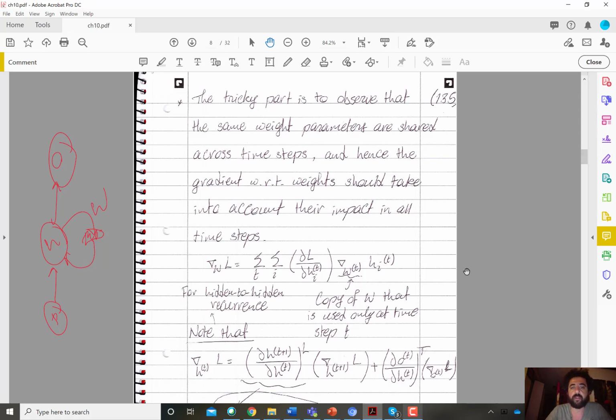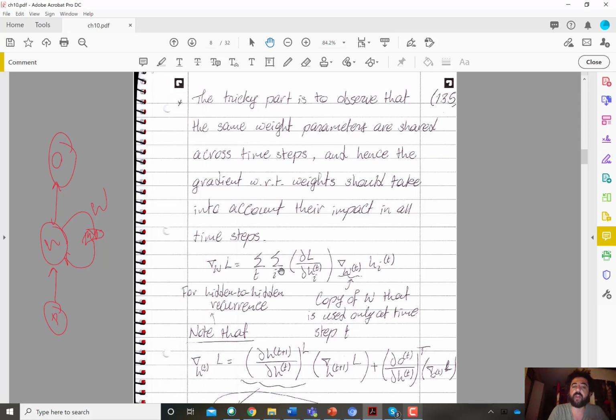So to get a more precise feeling of that phenomenon, let's consider computing the gradient of the loss function with respect to W, right here. So the same weight parameter could affect multiple hidden units, right? So we sum over i, where i here is the index of the hidden unit, and it's also affecting hidden units in all the time steps. So we sum over t, where t is the index of the time step. So we sum over the time steps, and then for every time step, we sum over the hidden units that the weight parameter affects.